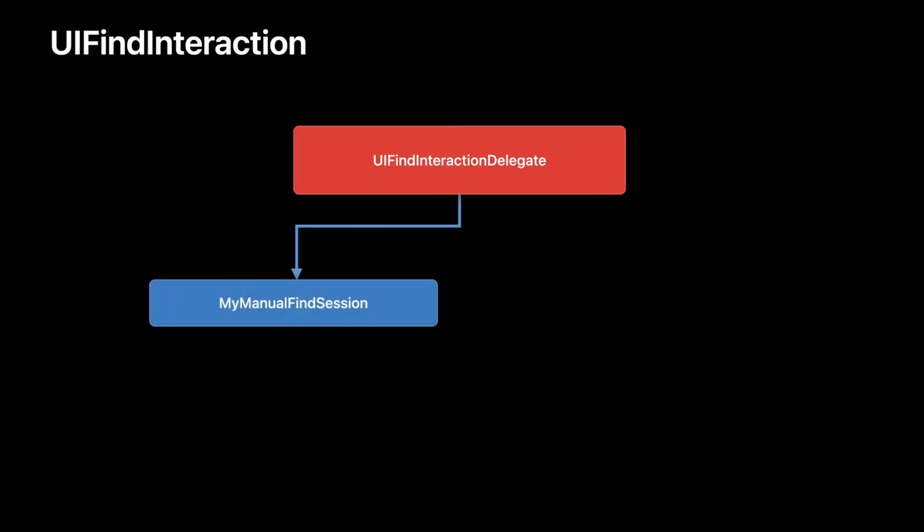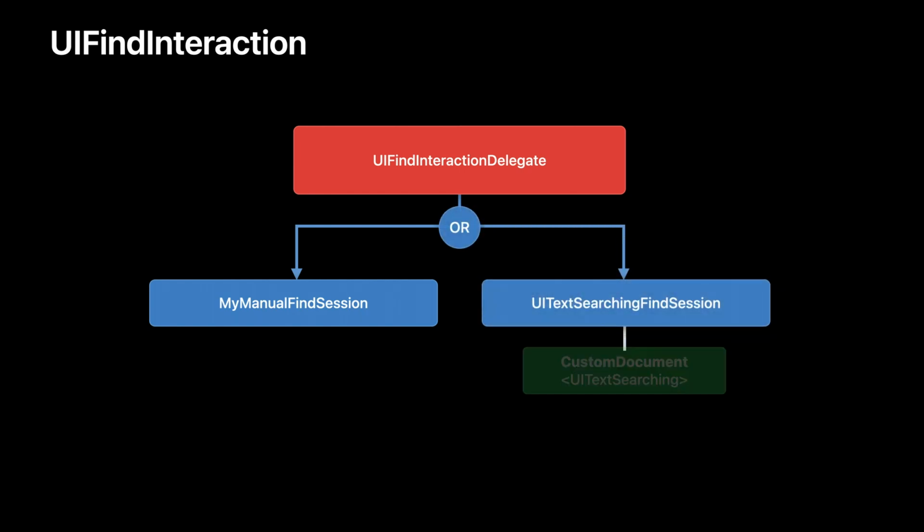This is a good option if you already have an existing Find and Replace implementation in your app and want to bridge it over to the system UI. Otherwise, it would be a much better idea to let the system take care of the state for you, and instead adopt the UI text searching protocol on whatever class encapsulates the content of the document being displayed. To do this, you would return a UI text searching Find session and connect it with your document class. This is the best option if you don't yet have a Find implementation for your custom view.